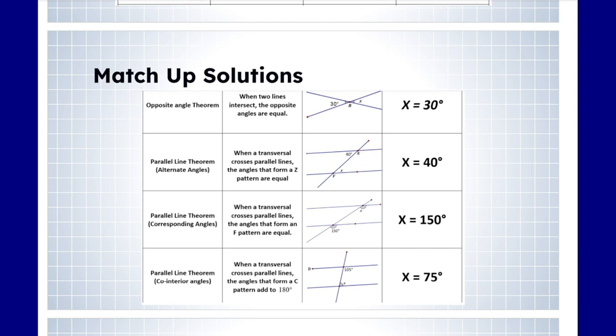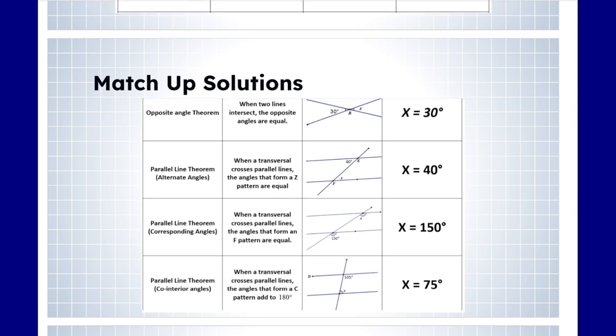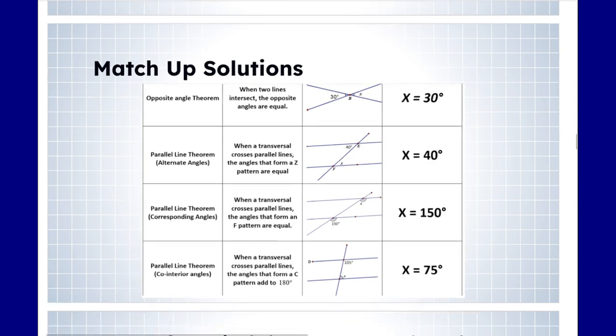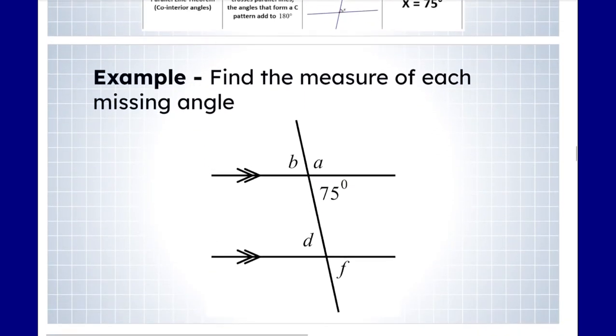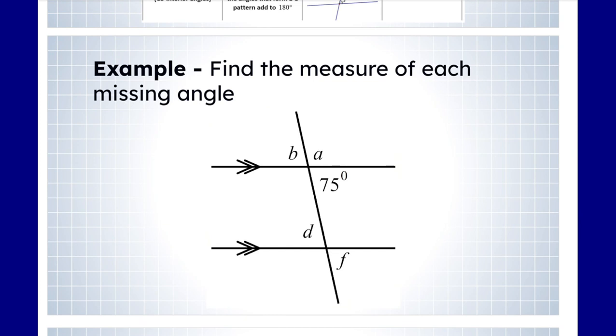And the co-interior angles, or the supplementary angles, as we mentioned previously, the 2 angles form a C pattern, and they have to add to 180 degrees. So just as an example, let's find the measure of the missing angles. Again, we see our parallel lines here, and we see our line that is intersecting them. So we're going to look for those different letter patterns, the Z, C, and F pattern.